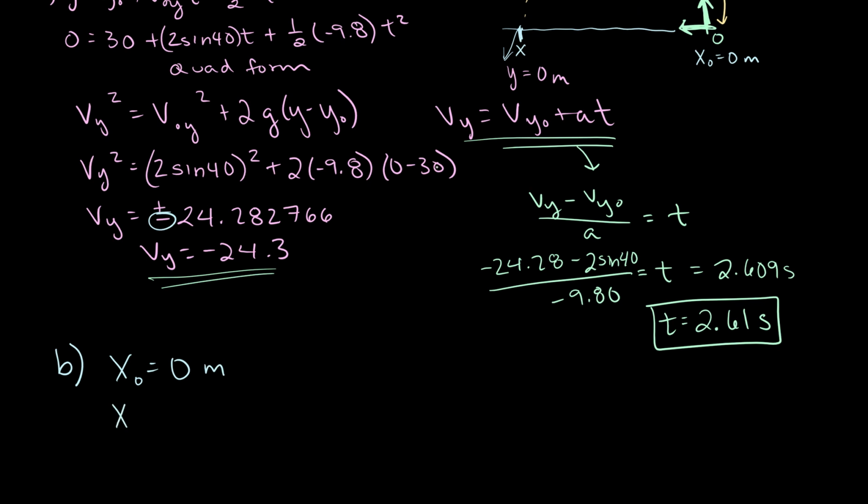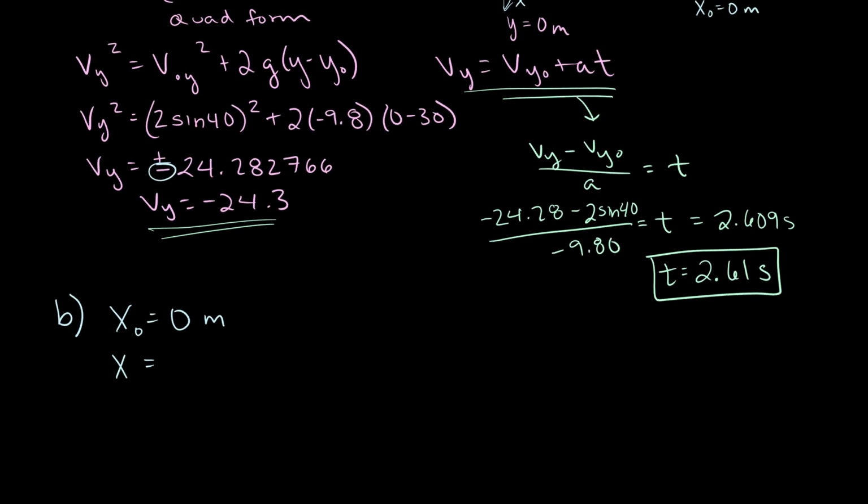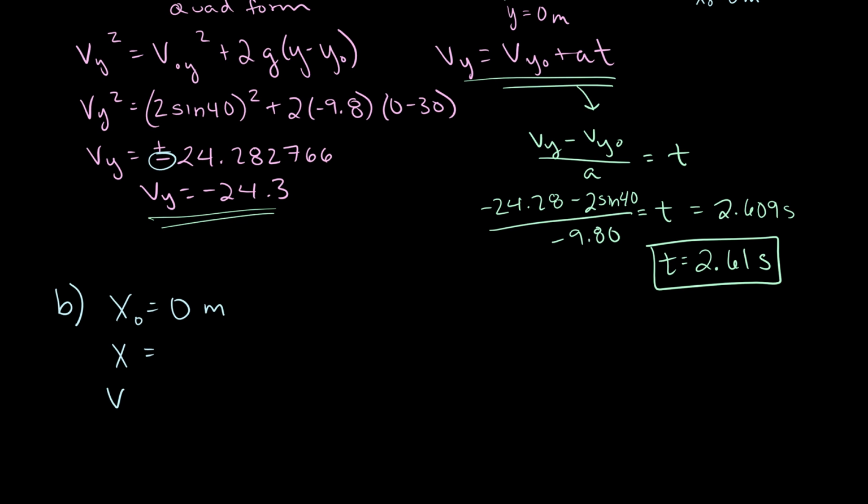Okay, we want to find x. That's what we're trying to find. We know our v naught x equals vx, and that equals 2 times the cosine of 40. And we know that the time that he hits the water is 2.61 seconds, or I'll keep that 2.609 just to keep some more sig figs in there so we don't accumulate rounding error.